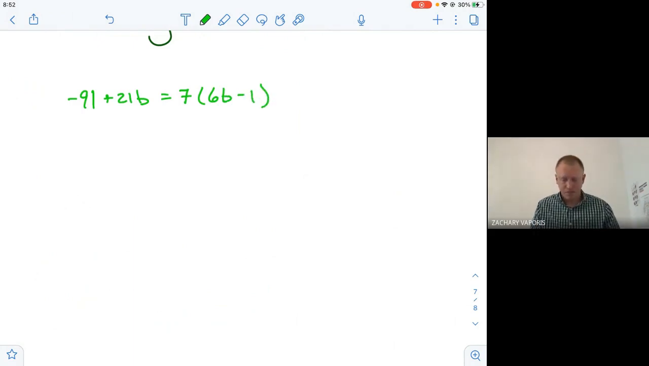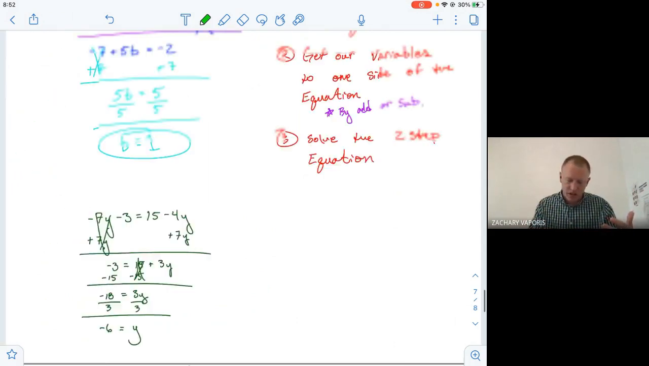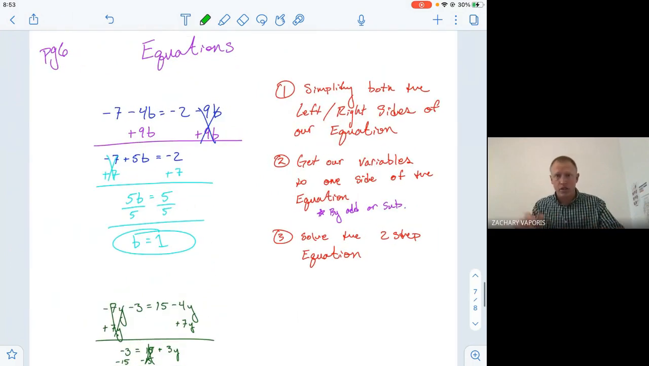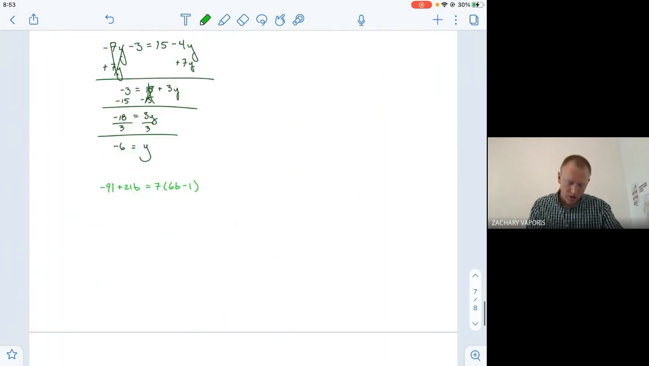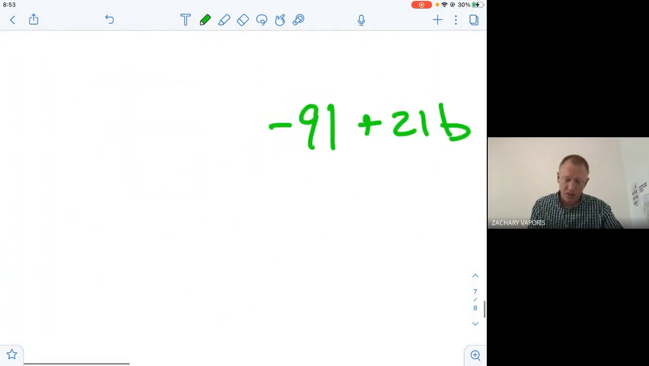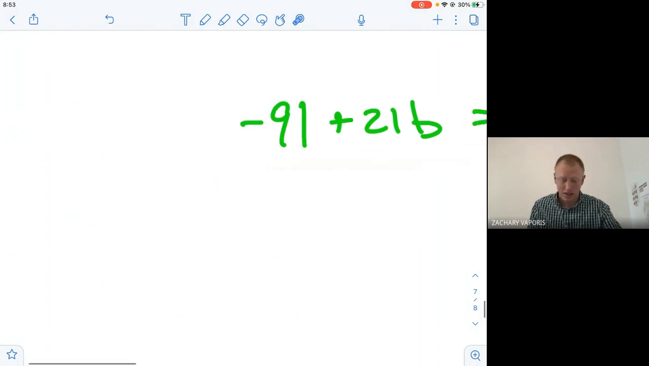Here it is. So I'm going through these. I like to go through these steps. I always ask myself the same questions over and over. How you should solve equations from now on forever. Simplify both the left and right side of our equation. So let's look in here. Let's only focus on the left side. Can we simplify this right here? And the answer is no, we can't do anything to that.